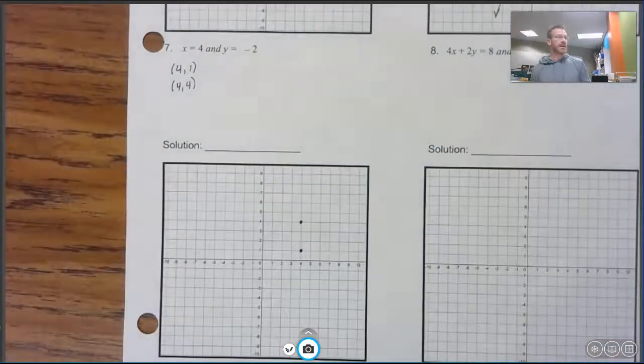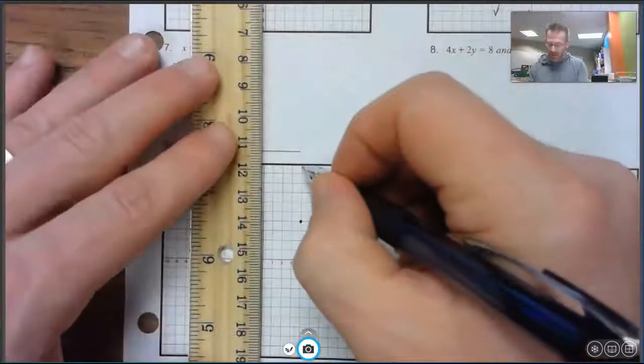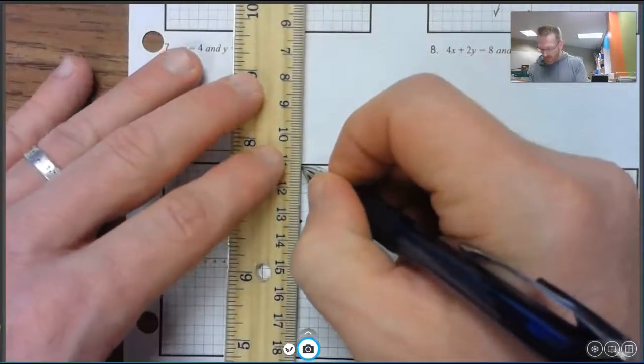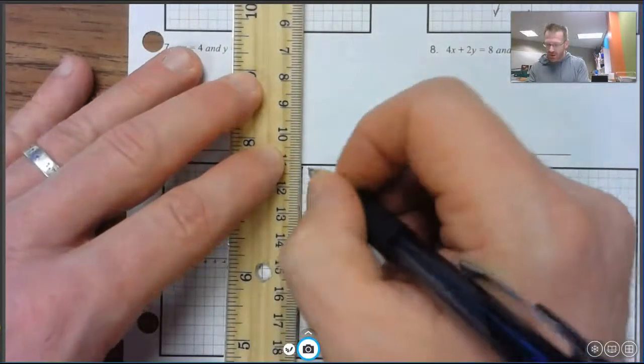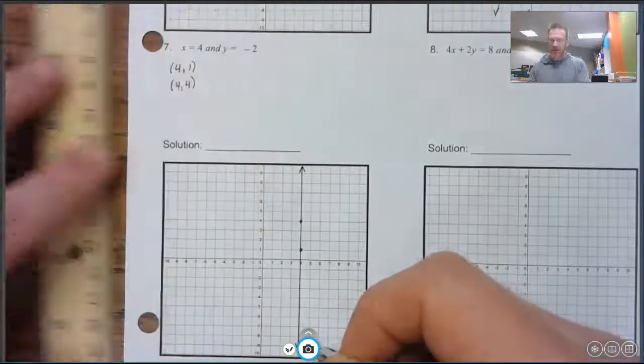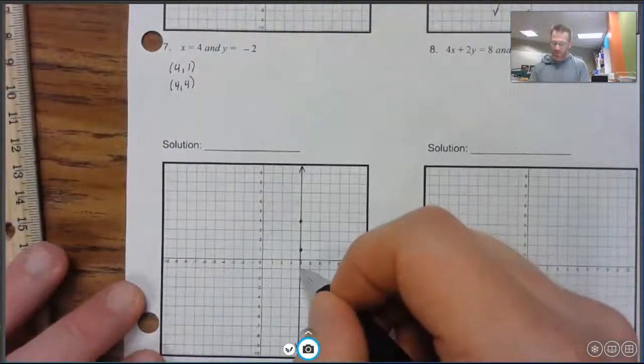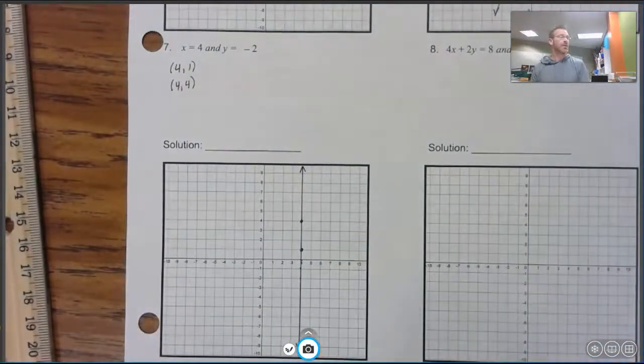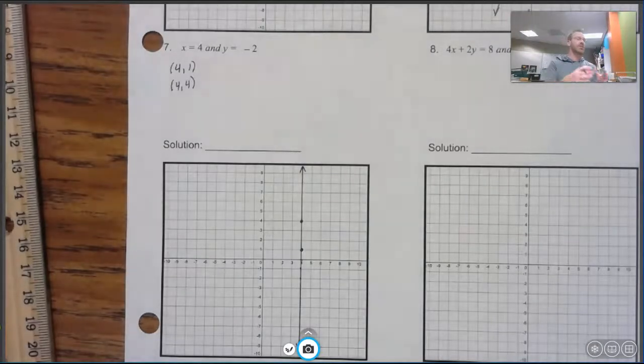And what I can see is that is a vertical line. So x has to be 4 for every point on that line, and the only way for that to happen is to have a vertical line. So (4, 0), (4, -1), (4, -2). If you get confused, just generate 2 points. We've talked about it: you just need 2 points to graph your line.